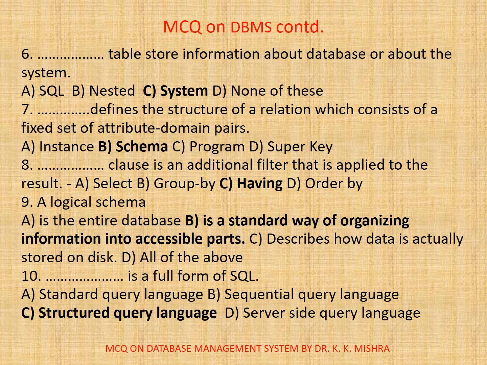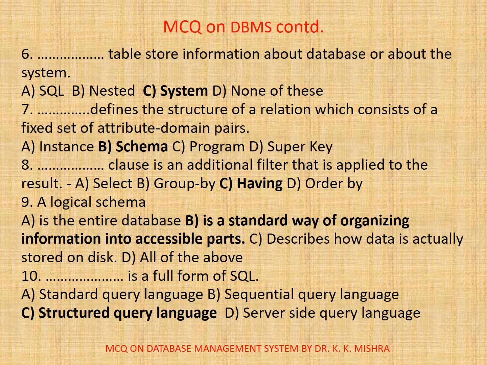Question number 7. Dash defines the structure of a relation which consists of a fixed set of attribute domain pairs. Options are A. Instance, B. Schema, C. Program, D. Superkey. Correct option is B. Schema.